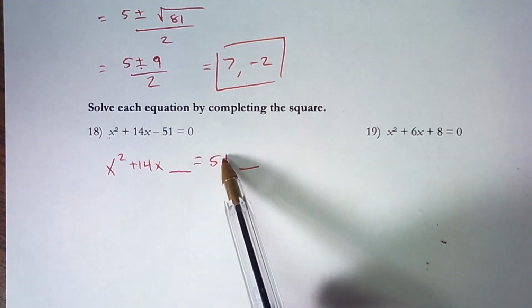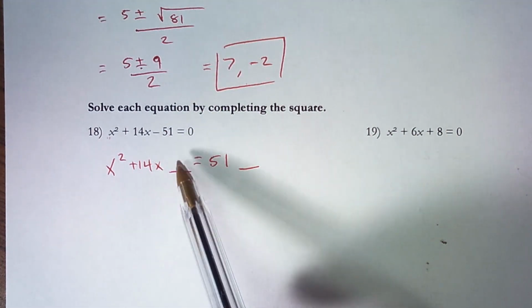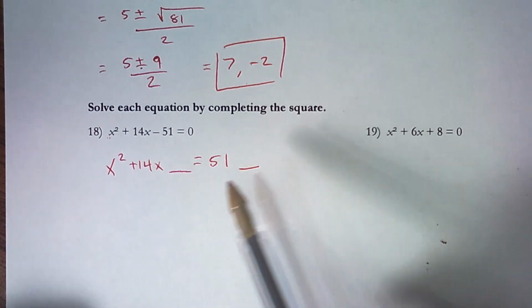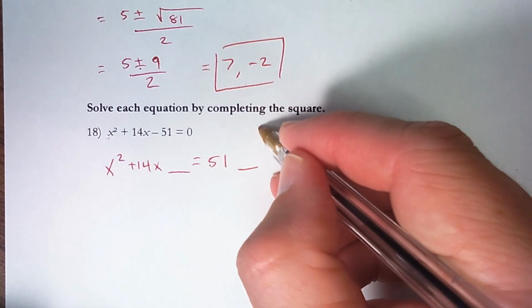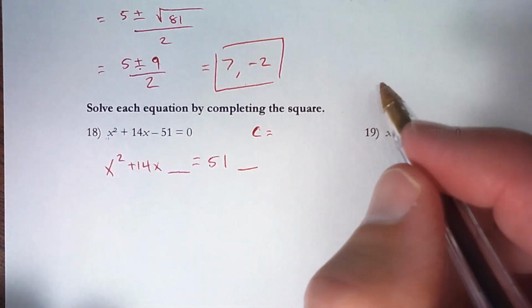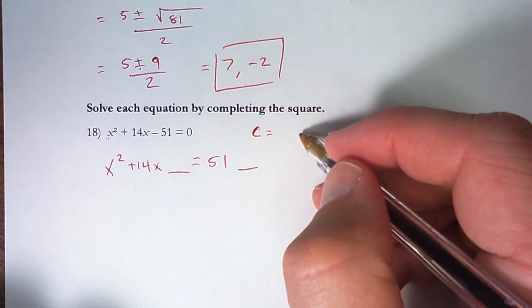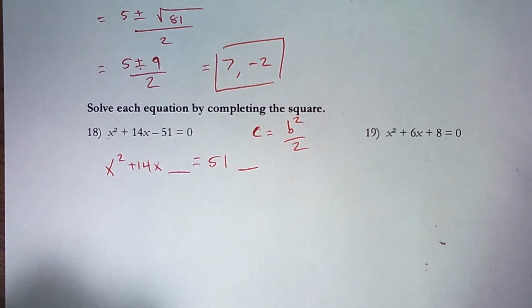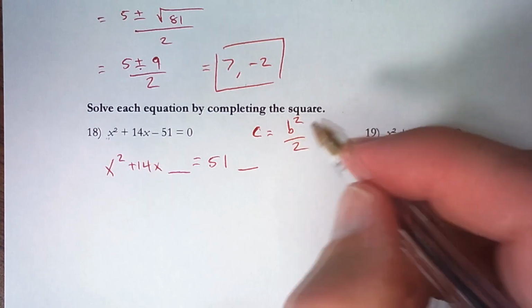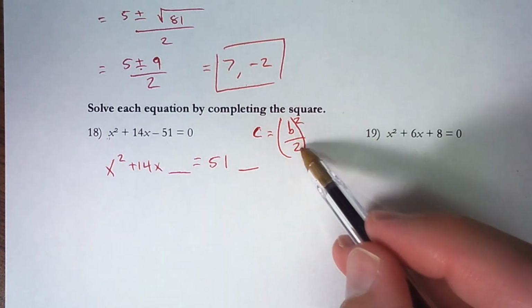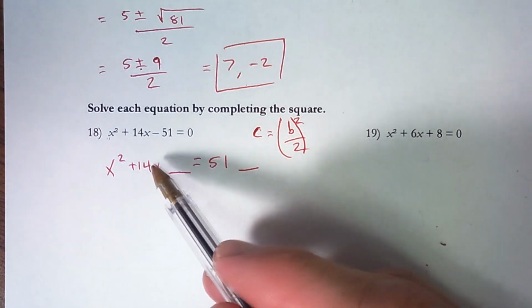Okay, so we've moved the 51 over and we made room for a new c term, but whatever I add here, I'm going to have to add here also. Now, how do I get that c term? Okay, the new c is always found by doing b squared divided by 2. That's not right. It's b divided by 2, squared. b divided by 2, squared.